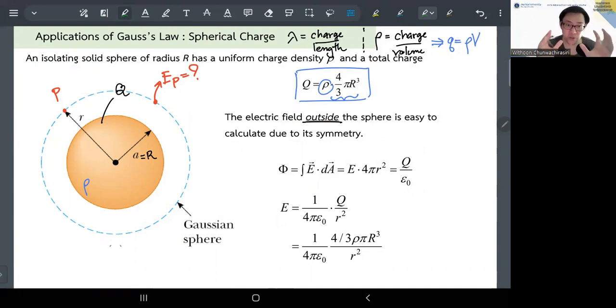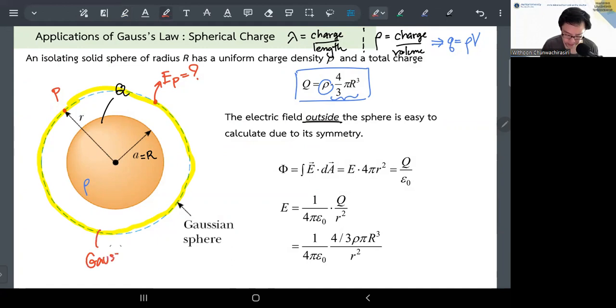So it's the same in all directions. That leads to the conclusion that you should pick a Gaussian surface in the shape of a sphere as well. So I'm going to pick a sphere to wrap around this ball, and that is your Gaussian surface. Here we go. You can name it a Gaussian sphere, the surface in the shape of a sphere.